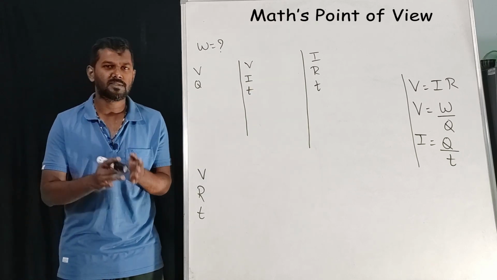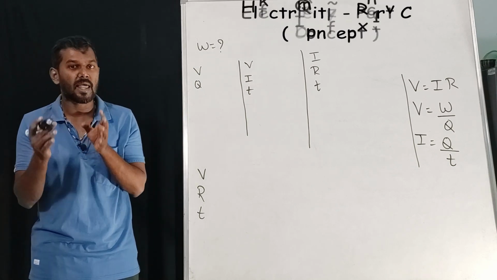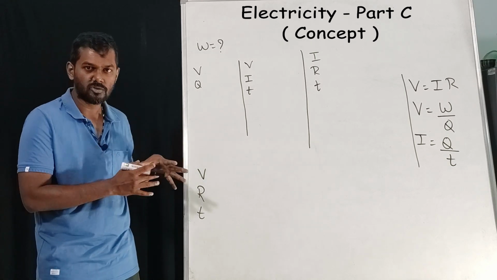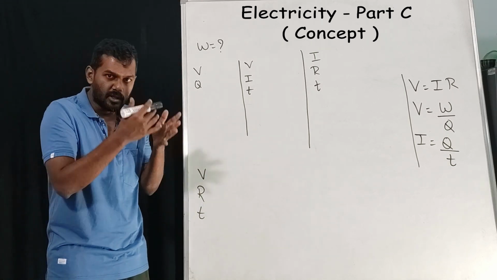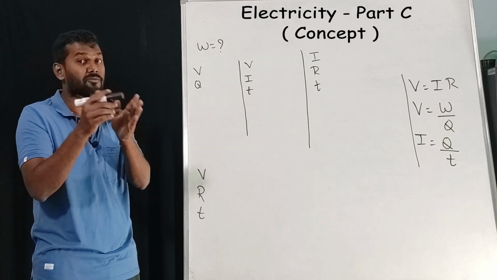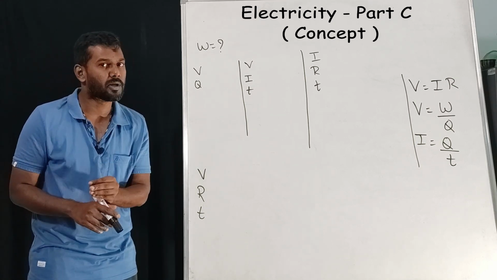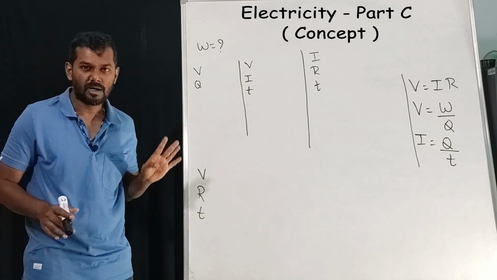Today we are going to understand the concept of current electricity, that is part C, electrical energy and its power. Don't worry about all these things and get confused. We are directly going to jump into the concept. After learning the concept, we are going to solve each and every theory question in the textbook, and each and every numerical in the textbook. Those two videos will also be available in the description box.